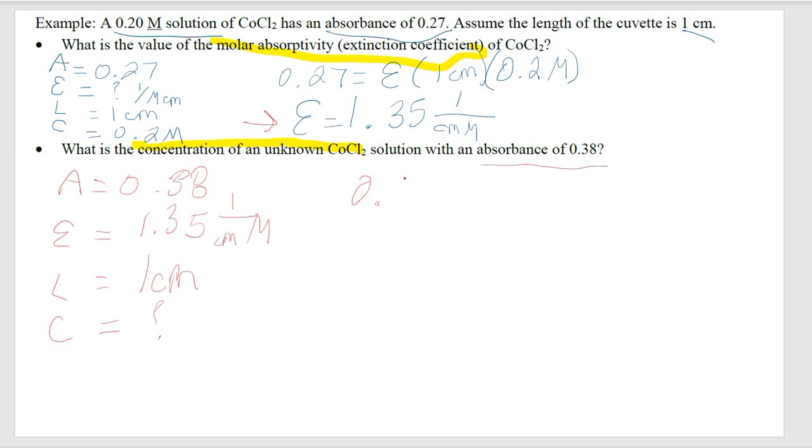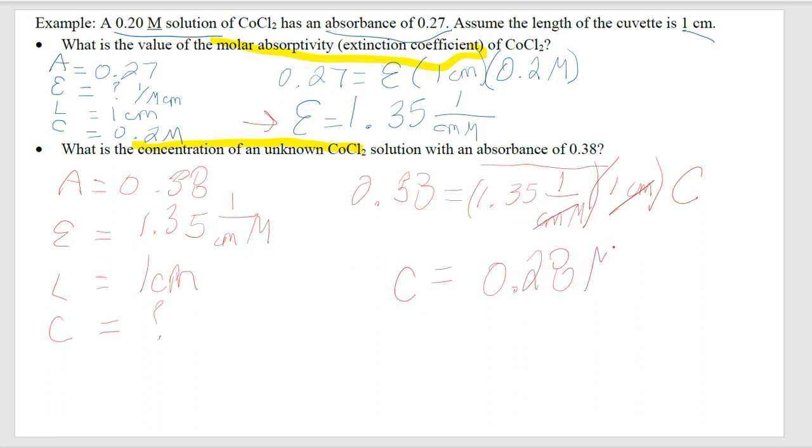So we're going to plug everything in. We have absorbance on the left of our equation, 0.38. We have our extinction coefficient, 1.35. We have the length of our cuvette, which is 1 centimeter. And then we're trying to find our concentration, which, remember, is molarity or moles over liters. So we're multiplying 1 times 1.35, divide it to the other side. Our centimeters are going to cancel out. We're going to be left with molarity on the top side. And so our concentration, or molarity, is 0.38 divided by 1.35. And so we get a value of 0.28 molarity.